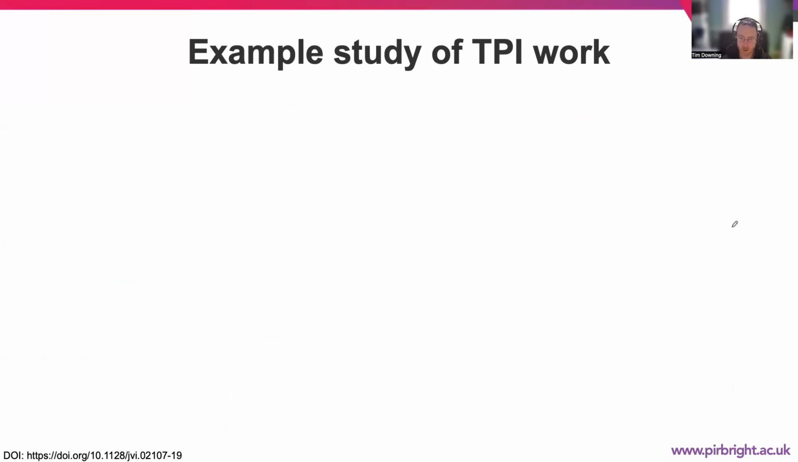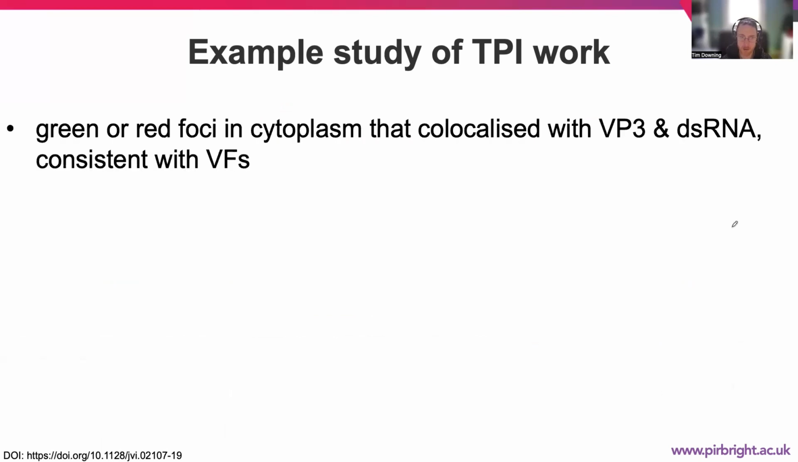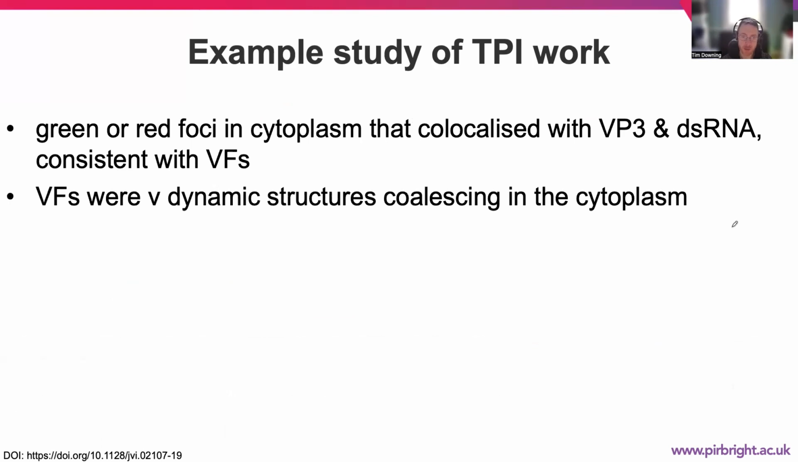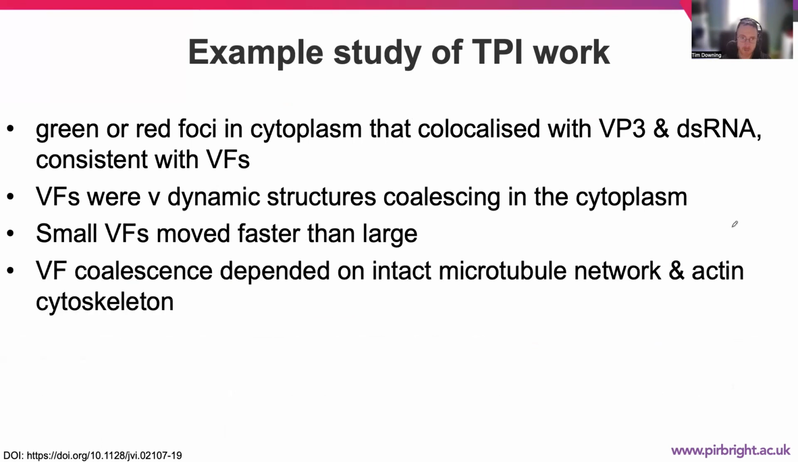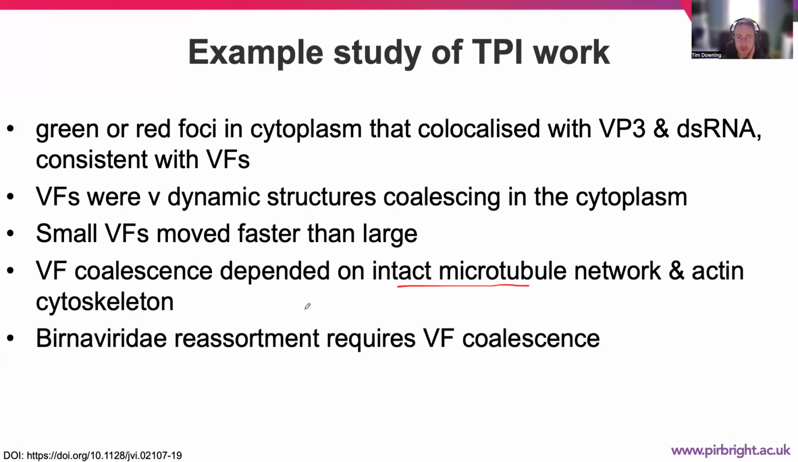And again, we can see the virus factories there stained. So what they're able to show is that the green or red fluorescences in the cytoplasm were co-localized with the VP1 and dsRNA segments, consistent with virus factories. They found that virus factories were very dynamic structures coalescing in the cytoplasm. Small virus factories move faster than large ones, and the rate of movements and dynamics depended on the internal cell microtubule network and actin cytoskeleton. What they saw as well is that reassortment was dependent on this virus factory coalescence.